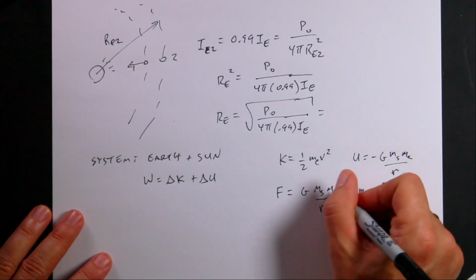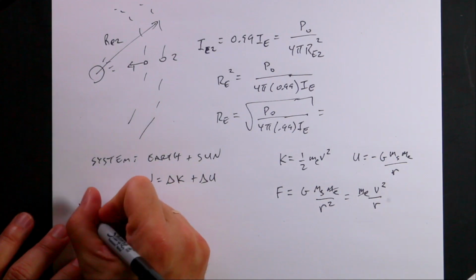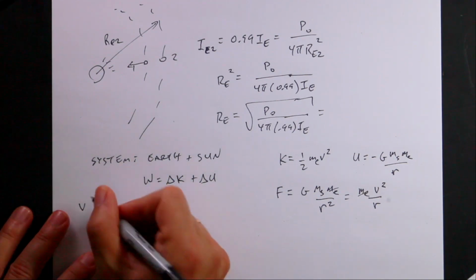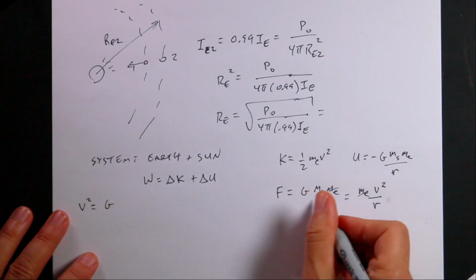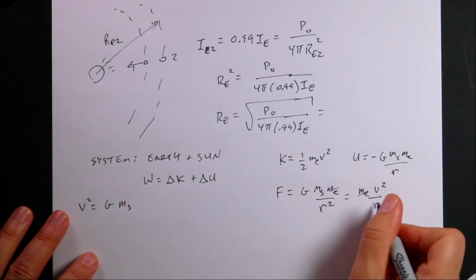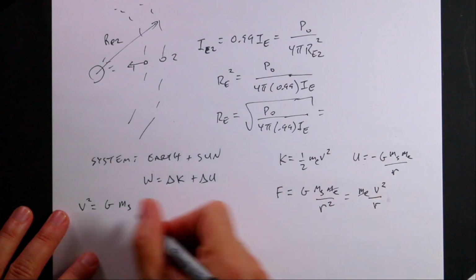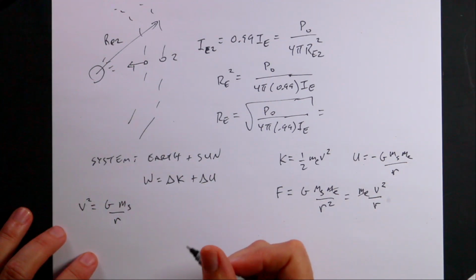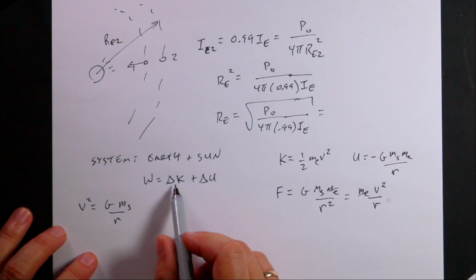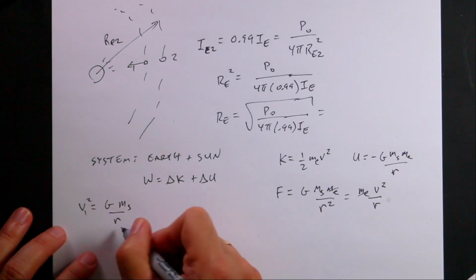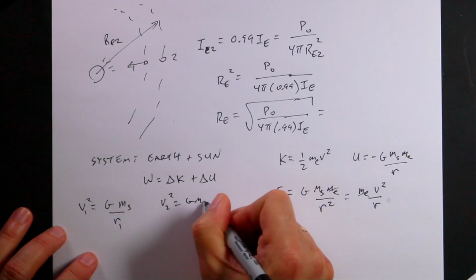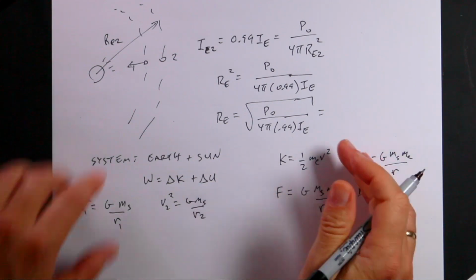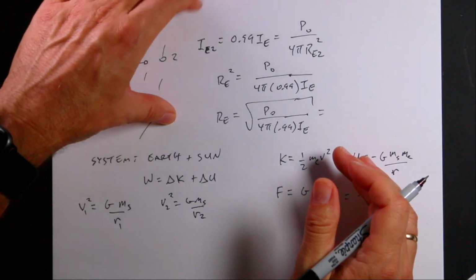The masses cancel. In order to be in a circular orbit, v squared is going to be equal to G, mass of the Sun, over r, since the r cancels. So v1 squared is that with r1, and v2 squared is going to be G M_S over r2.